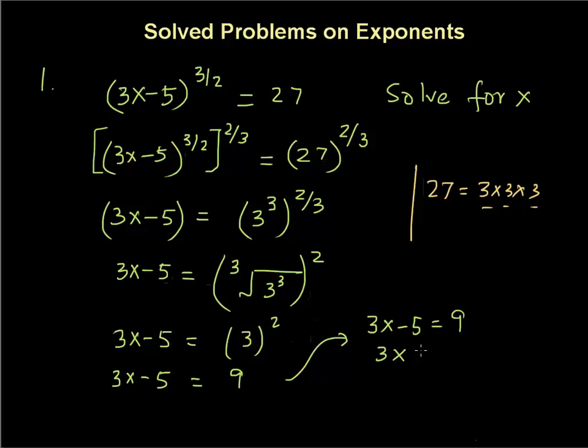So 3x is equal to 9 plus 5, since 5 moves to this side, and that gives you 14. So 3x is 14, so x is equal to 14 over 3, right? And that's your final answer.